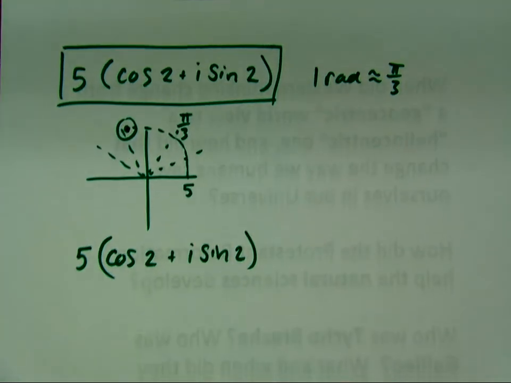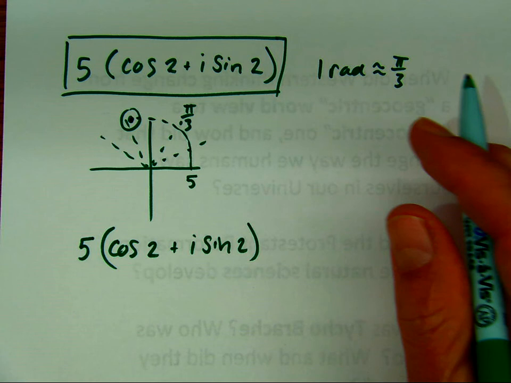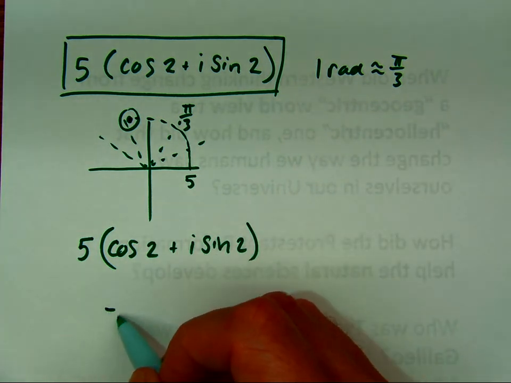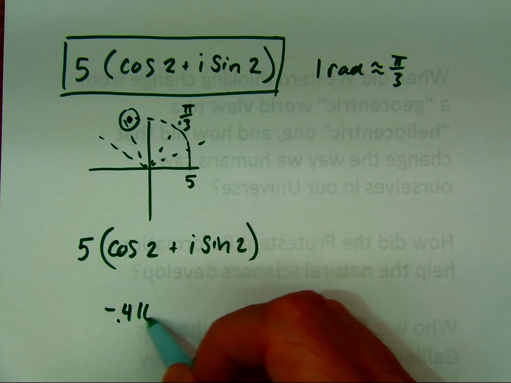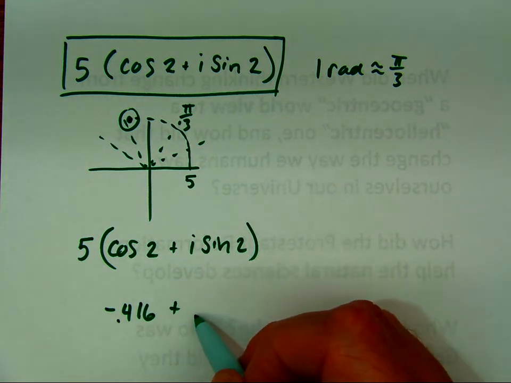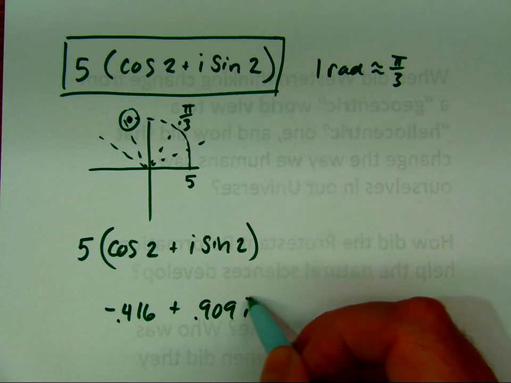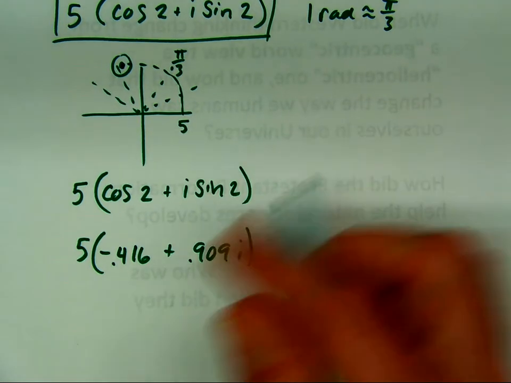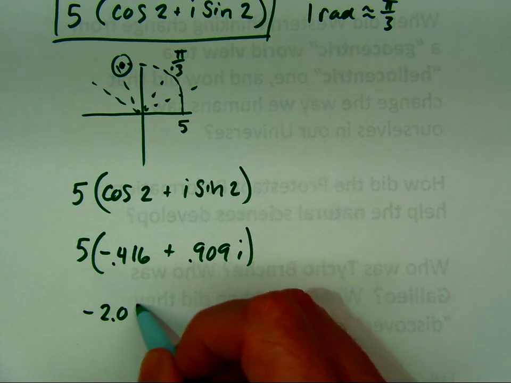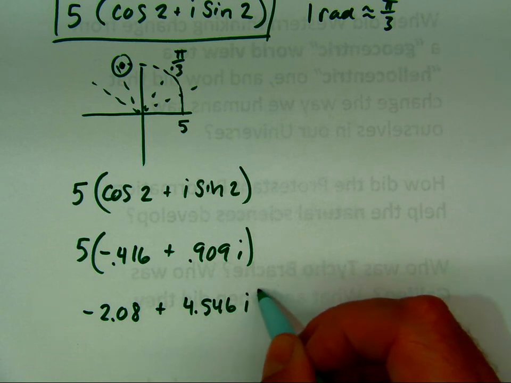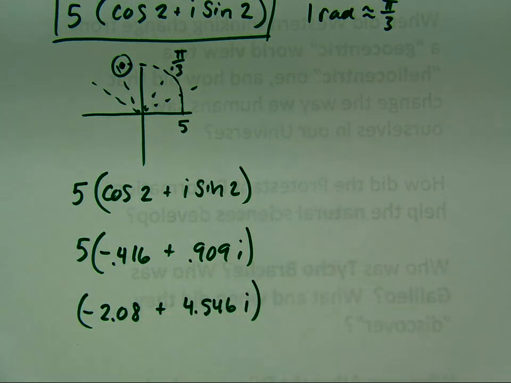Here we have to use the calculator for cosine of 2. Cosine of 2 is approximately negative 0.416. Sine of 2 is approximately 0.909. And then distribute the 5. And we have standard form.